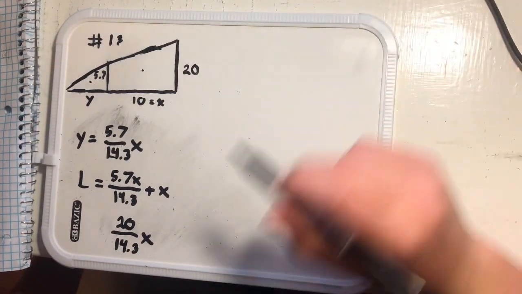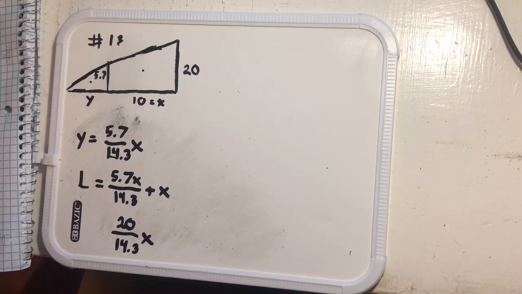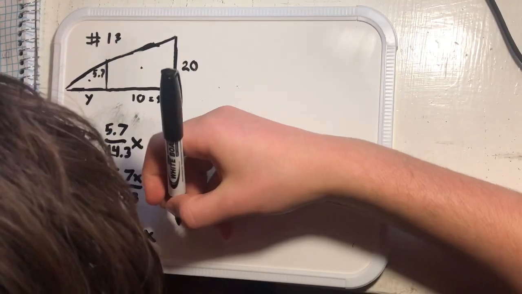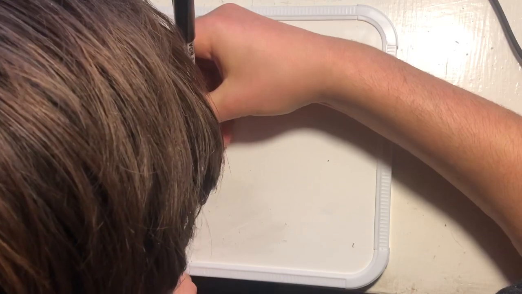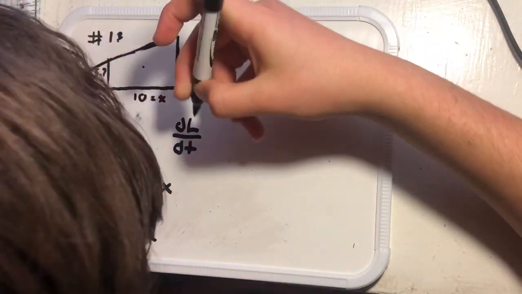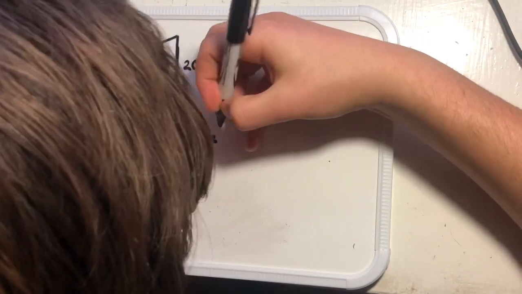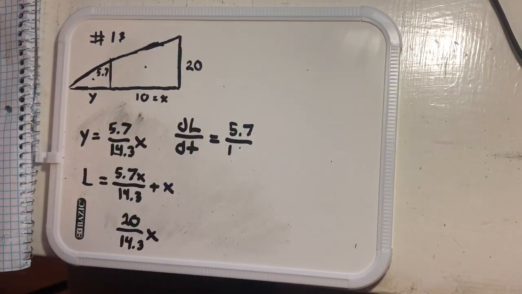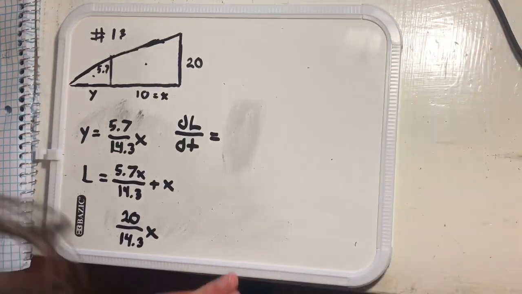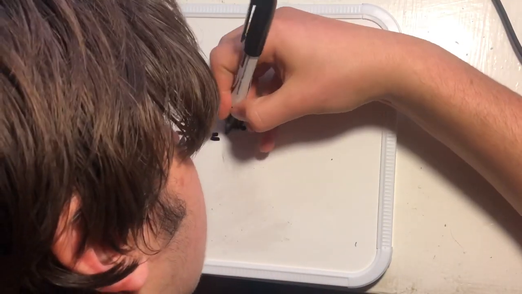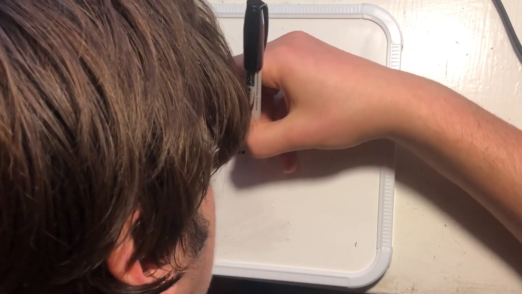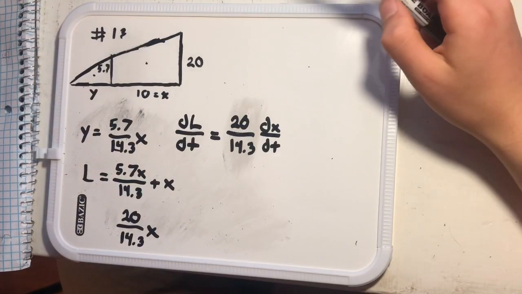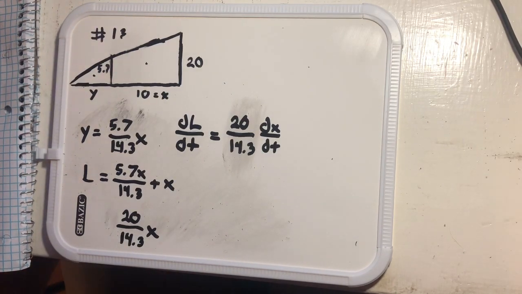Now we're going to solve for dL/dt, as we're looking for the change in length. dL with respect to time equals, I'm sorry about that, 20 over 14.3 dx/dt. Okay.